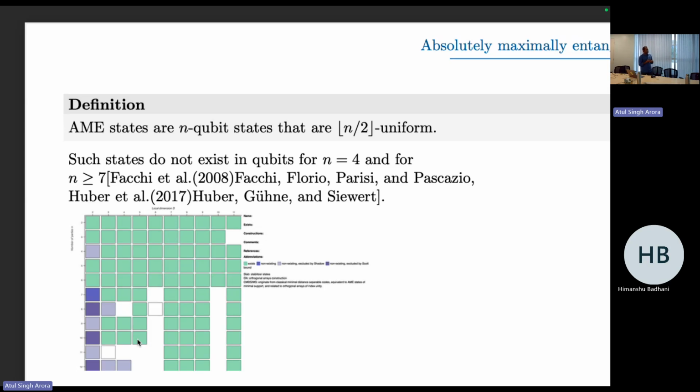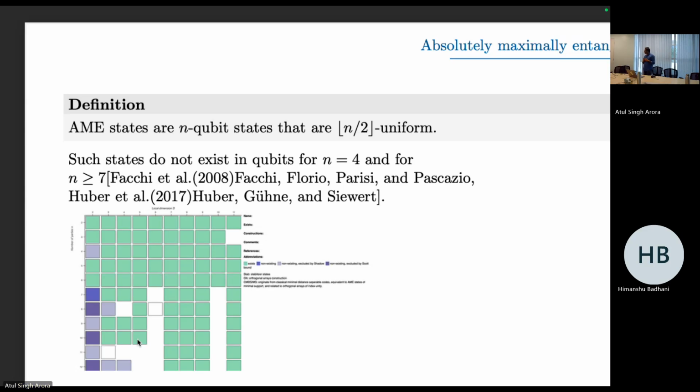Now these AME states, you see them in a bunch of different contexts. I've seen papers on them. So one curious thing is this. This seems like a lot of constraints, right? You're taking an n-qubit state, you're taking all reduced density matrices like this, and they all have to be maximally mixed. That is a very strong set of constraints, and such states do not exist for many different cases.